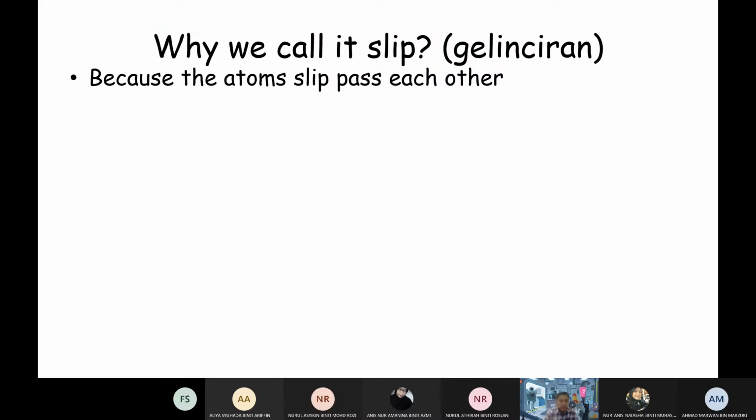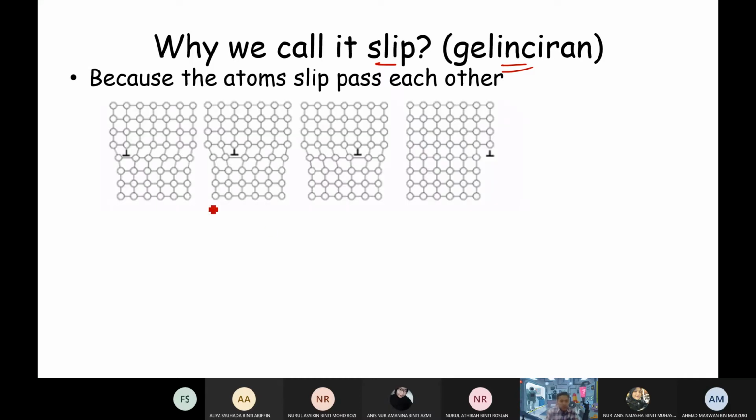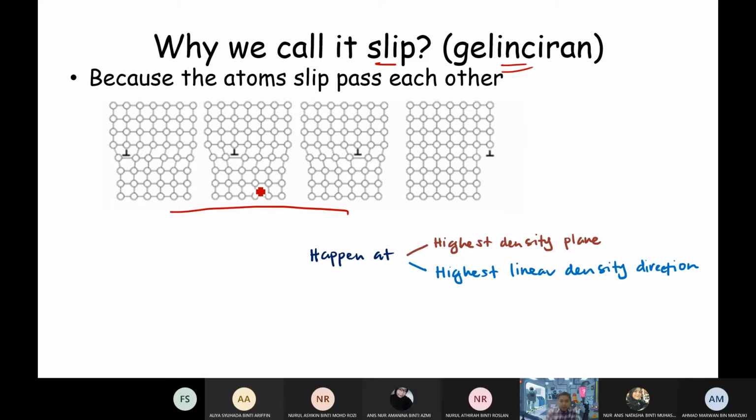Why do we call it slip? Ataupun in Malay we call it gelinciran, because the atoms slip past each other, like what we can see in the figure here. They happen at a specific crystallographic plane in a specific crystallographic direction. When I say they happen at a specific crystallographic plane, meaning that it happens at the highest density plane.